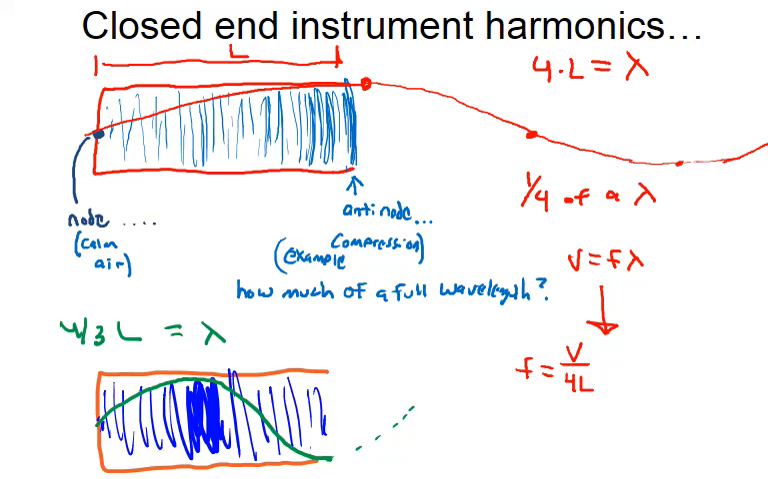And with that 4/3, we see that 4 here, right? So that's there. And then the 3 represents the harmonic number. So then this is actually the third harmonic, right? And then we have the fifth, which is adding another node and an antinode.